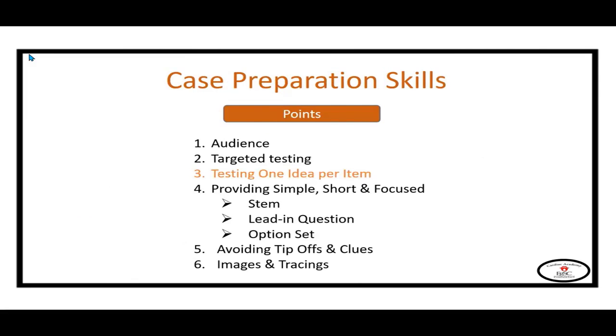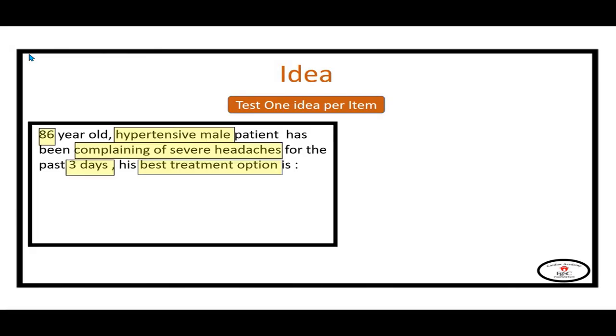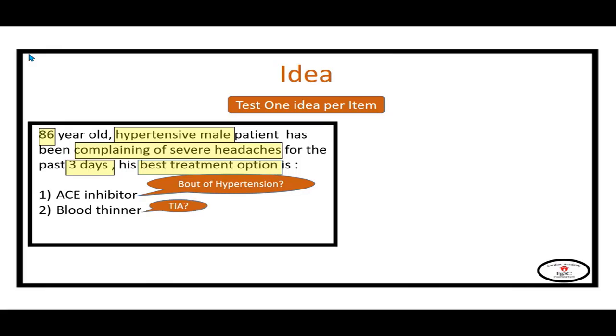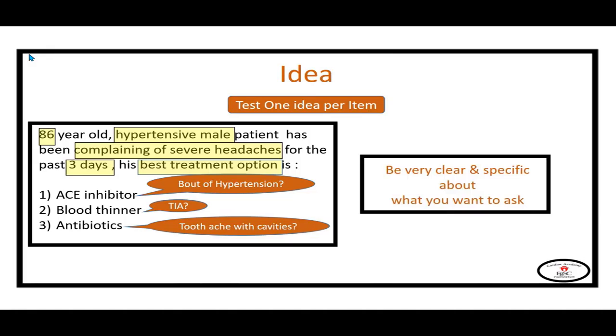Testing one idea per item. Okay, let's see here. 86 hypertensive male patient has been complaining of severe headaches for 3 days and his best treatment option would be. Let's solve this together out loud. Number one, ACE inhibitor. What do you think? Could it be about hypertension? Two, blood thinner. Maybe it was a TIA. Three, antibiotics. Well, toothache with cavities. So you really need to be very clear and specific about what it is that you want to ask.